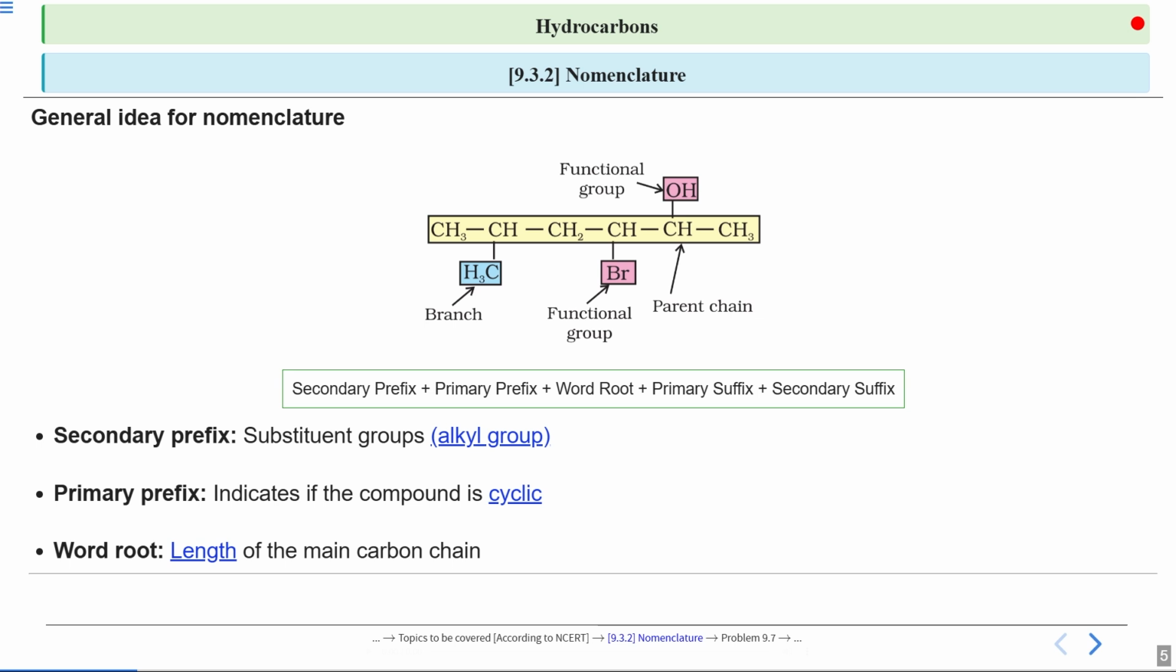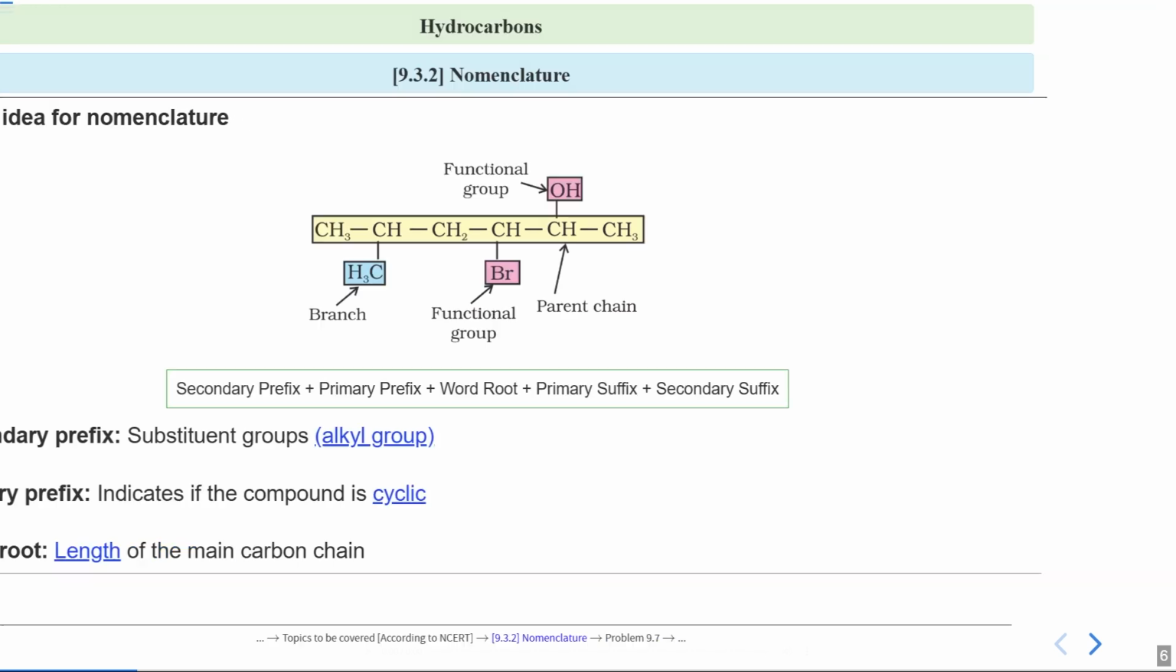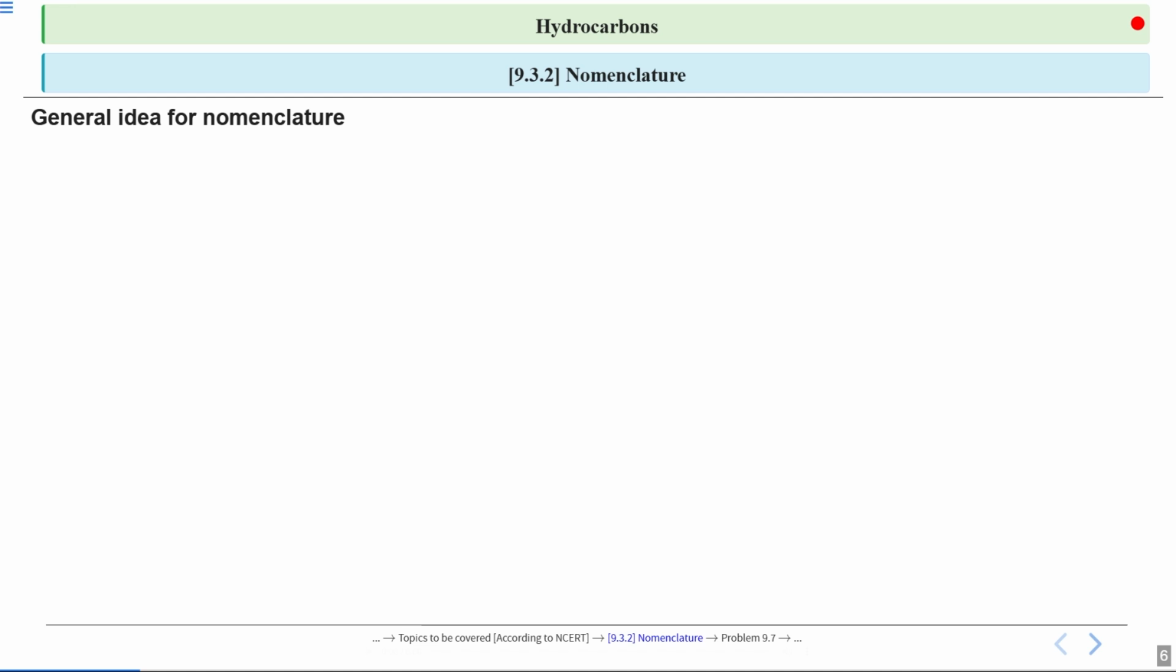So that is the foremost thing we do in naming. Now after selecting the longest chain, we use a root. So for 1 carbon we have meth, for 2 carbon we have eth, similarly for 3 carbon we have prop. So those are the word roots, and they depend upon the length of the main carbon chain. Now moving on further, what are these parts? Let us just discuss the remaining part.